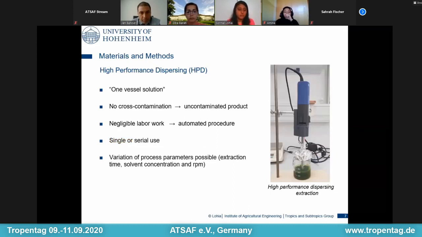Finally, high performance dispersing, which I would further refer to as HPD, was chosen because it is also called a one vessel solution, as all the extraction procedure occurs in just one vessel, which prevents any cross contamination. Also, it involves very negligible labor work, therefore results in an automated procedure, and it can be used in single or serial use. Another advantage of HPD was that the variation of process parameters was completely possible, such as extraction time, solvent concentration, or rotation per minute.